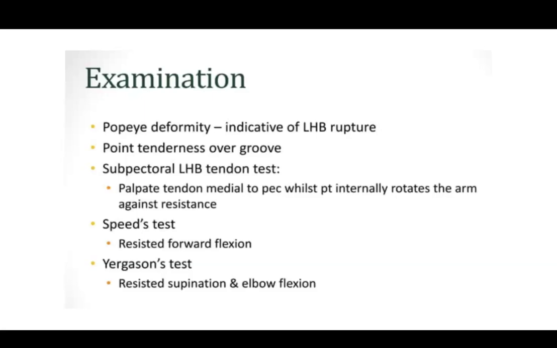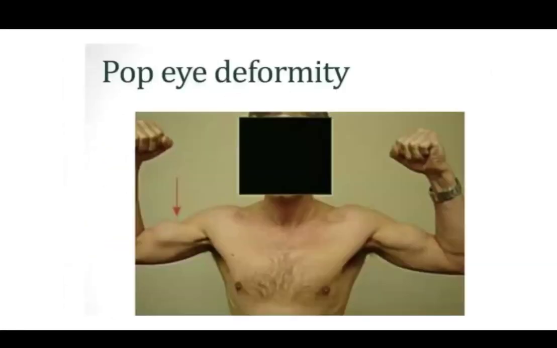If there's a tendon tear or tendon attrition, a patient might present with a sign called the Popeye sign, where you see that the long head of biceps has split or avulsed from its origin and come down. So you'll see a small bulge, and the normal musculature of the biceps or the arm is lost.